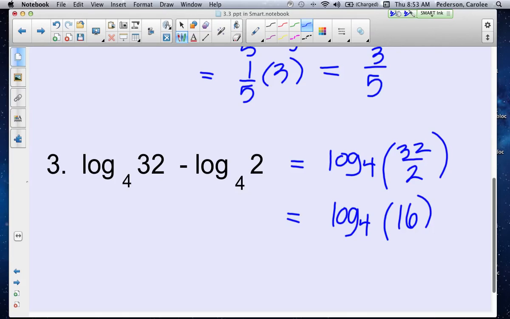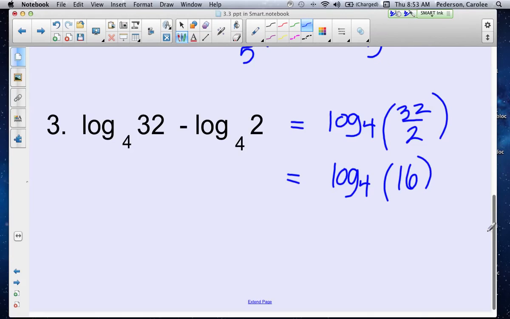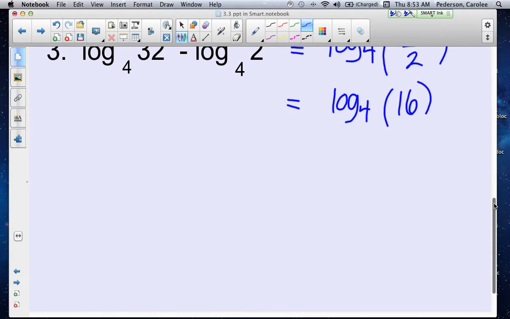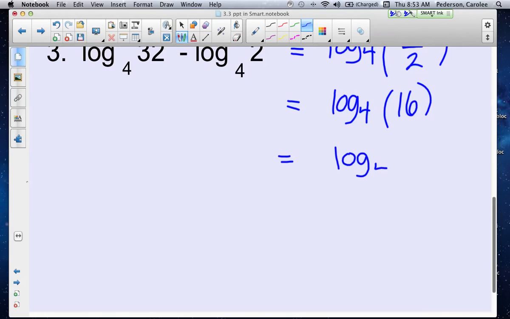So log base 4 of 16. Can I rewrite 16 with a base of 4? 4 squared, yep, good. So you can use that inverse property. Log base 4 of 4 squared. Now they're inverses, so our final answer is 2. Good job.